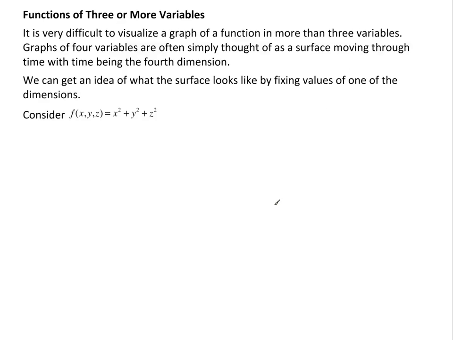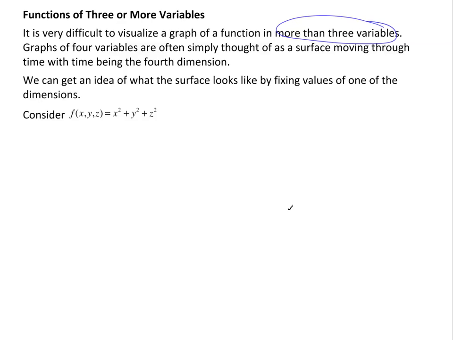It can be extremely difficult to try to visualize graphs of functions in actually 3 variables or more. It can be extremely tough to do. These graphs of 4 variables are simply thought of as a surface. Typically, we think of it as a surface that's moving through time, with time being that 4th dimension or that 4th variable.